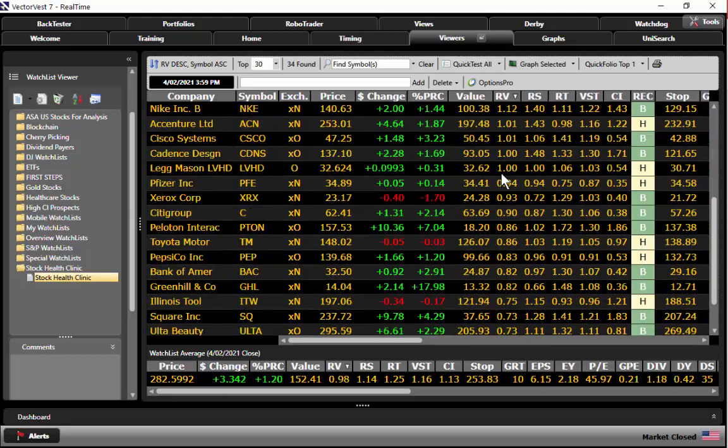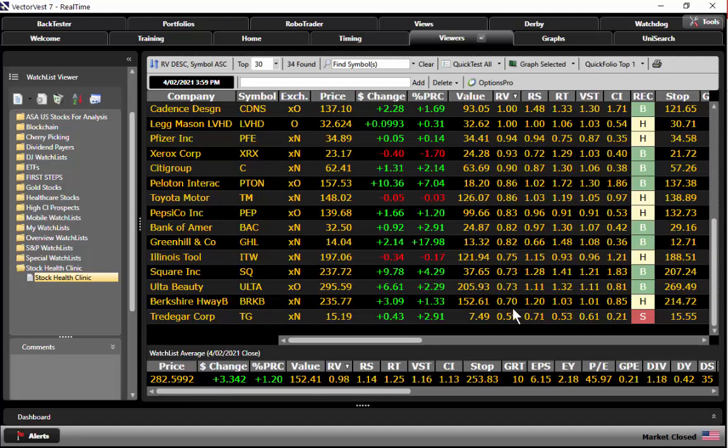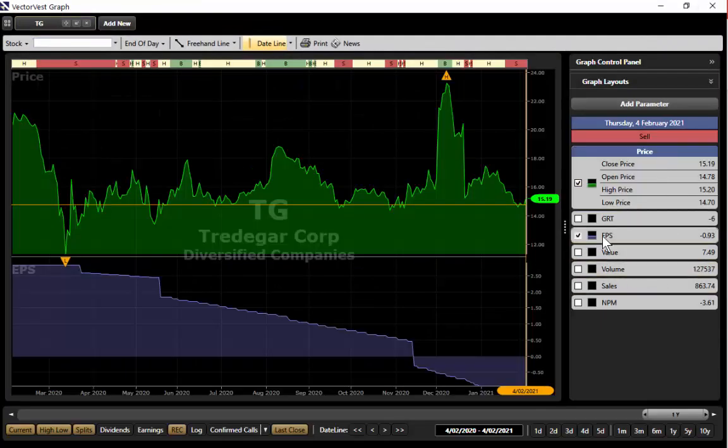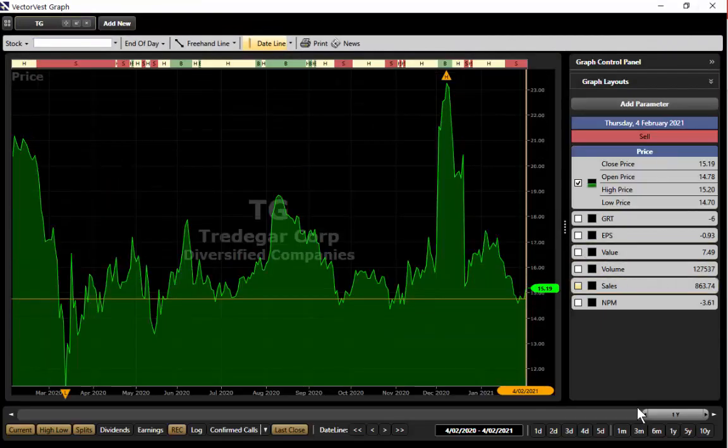But as I come down to the bottom here, look at this one here. TG ticker code, RV, well below 1. All right, let's graph this one just to show you. So saying the fundamentals are not too happy at the moment. We'll come to this shortly. I'll just turn that off for now.